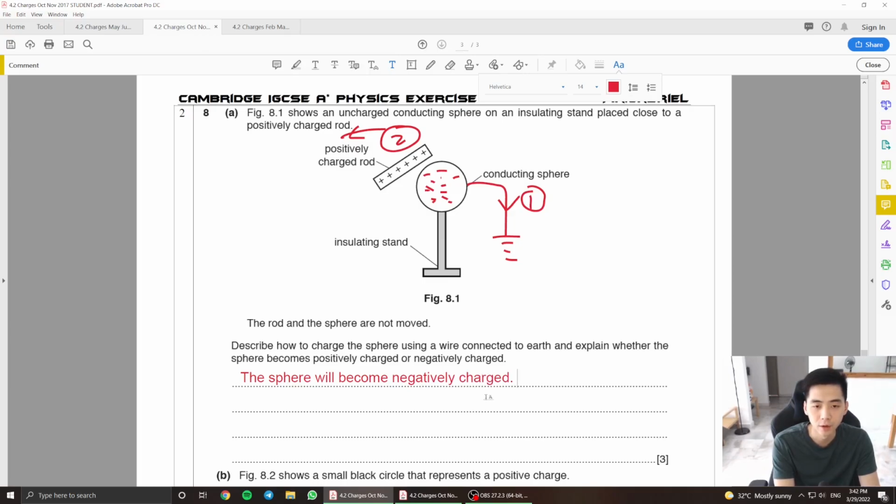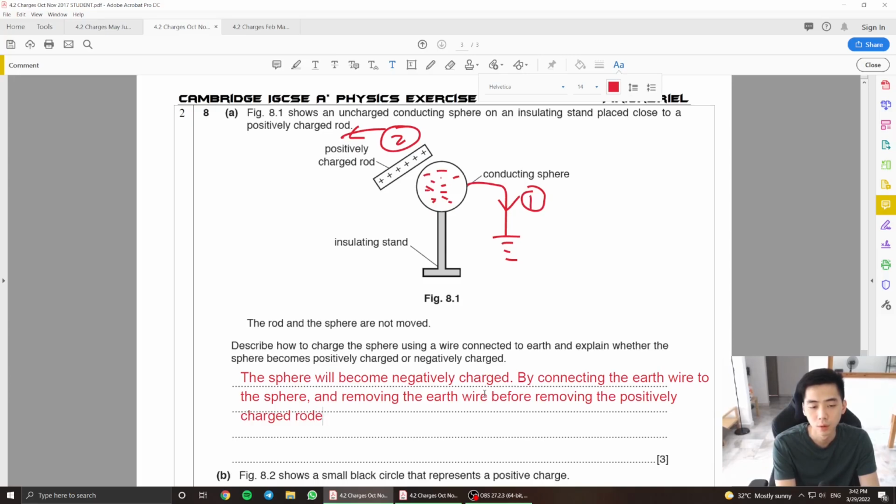And how am I going to do that? By connecting the earth wire to the sphere and removing the earth wire before removing the positively charged rod. This prevents the electrons from escaping down back through the earth wire.